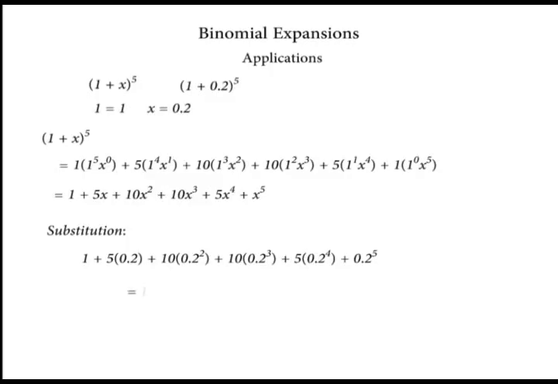That gives us 1 plus 0.2 times 5 is 1. 10 times 0.2 raised to power 2 is 0.4, plus 0.08, plus 0.008, plus 0.00032, and that gives us 2.48832, and that is the answer for (1 + 0.2) raised to power 5. And you can test that with the calculator.